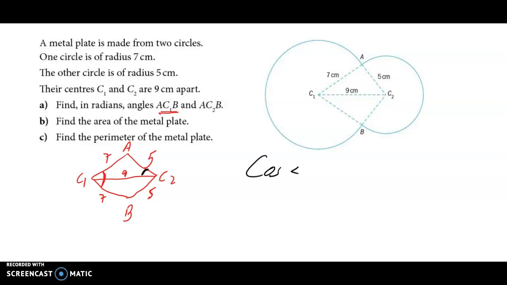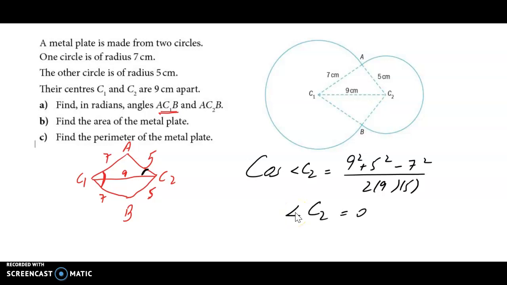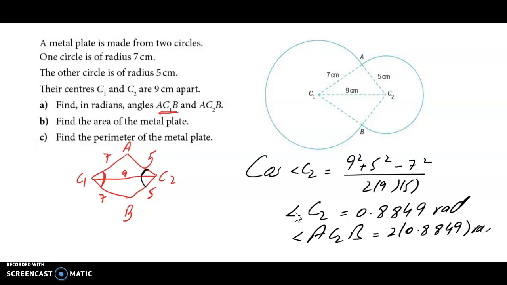So cos of angle C2 is 9 squared plus 5 squared minus 7 squared over 2 times 9 times 5. Using the calculator, angle C2 will be 0.8849 radians. Again we know this angle and we double this to find the full angle, which means angle AC2B will be 2 times 0.8849 radians. If we double this, it will be 1.77 radians.